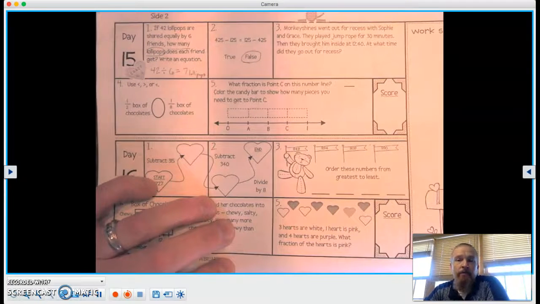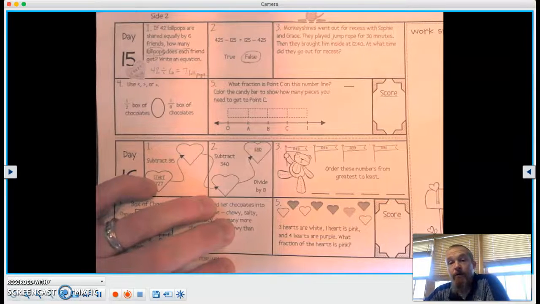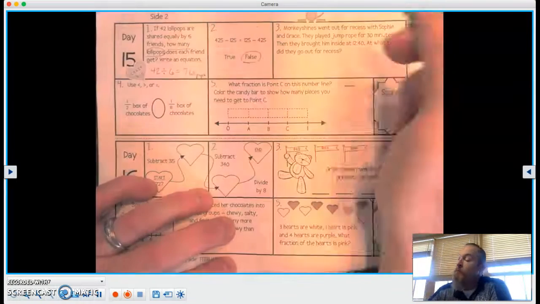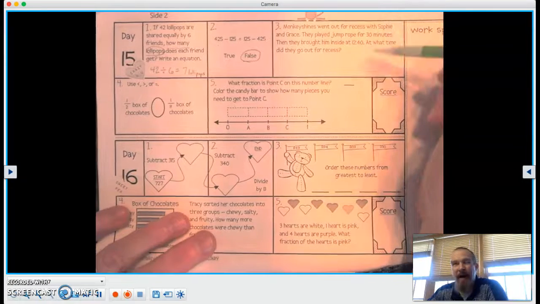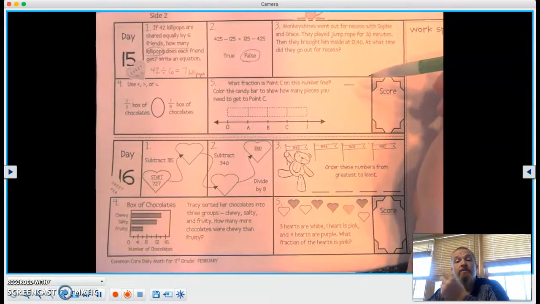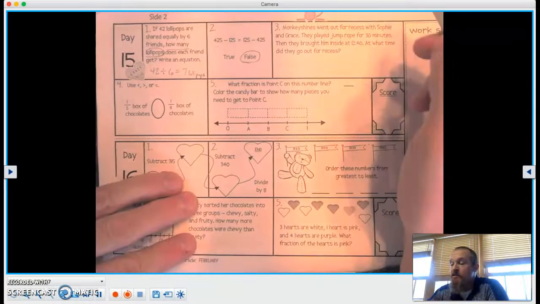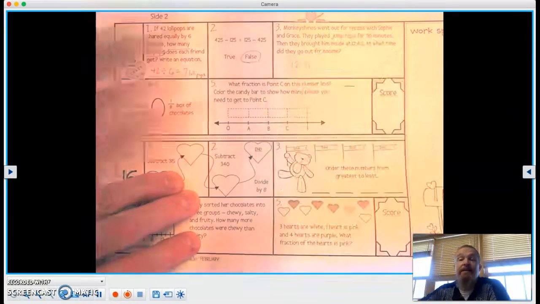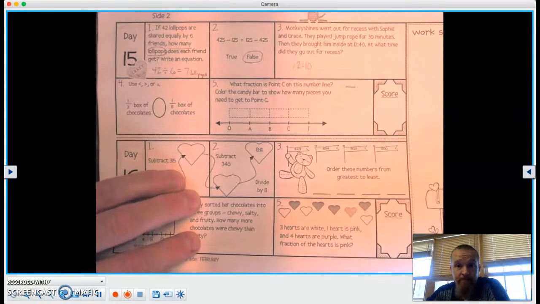Monkey Shines went out for recess with Sophie and Grace. They played jump rope for 30 minutes. Then they brought him inside at 12:40. At what time did they go out for recess? Okay, well, if it's 12:40 when they come back in, we want to go 30 minutes before that. So if we have 40 minutes, let's count back by tens. 30, 20, 10. So when they went out for recess, it was 12:10. Okay?